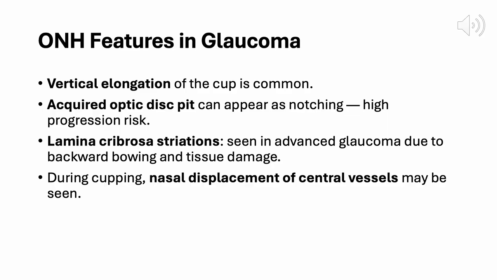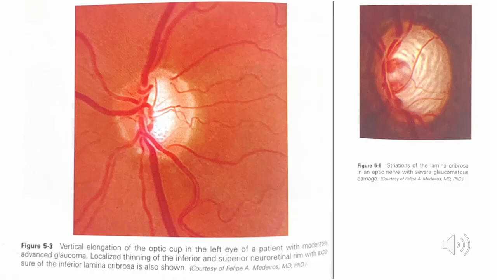These represent structural changes from posterior bowing of the lamina associated with permanent tissue damage. Finally, during progressive cupping, the central retinal vessels may shift nasally, reflecting changes in the internal architecture of the optic nerve head. Here, we can visualize two classic features of glaucomatous optic neuropathy.